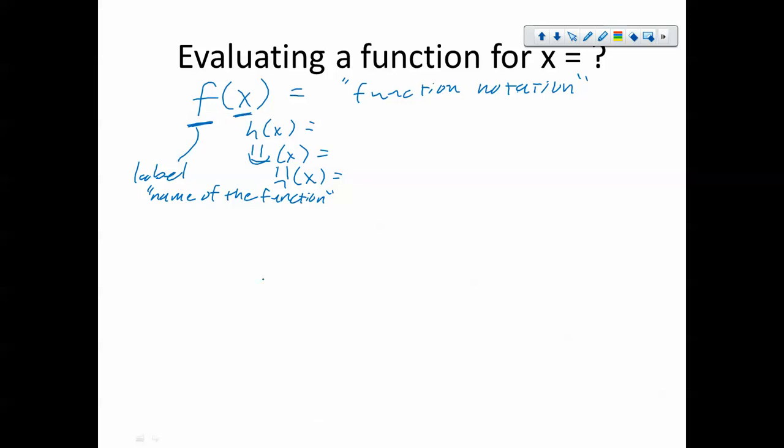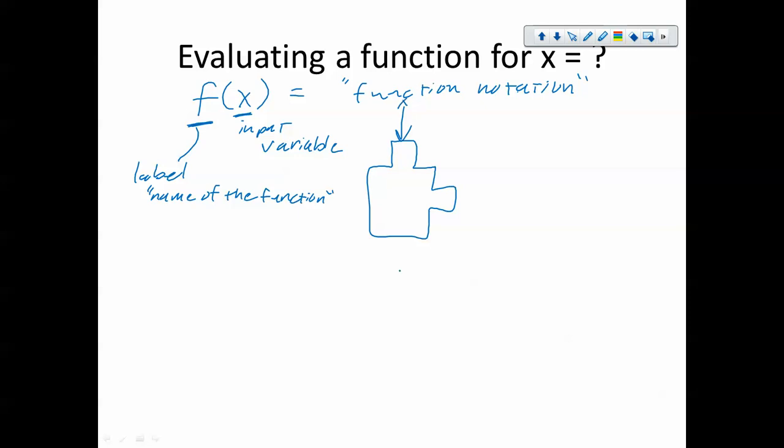The x is your input variable. It is the value that you are plugging into the function. You should think of functions as machines, okay? You input an x, and then some higgledy-piggledy stuff in there happens, and then you output the f of x, right? You input an x, you output an f of x.